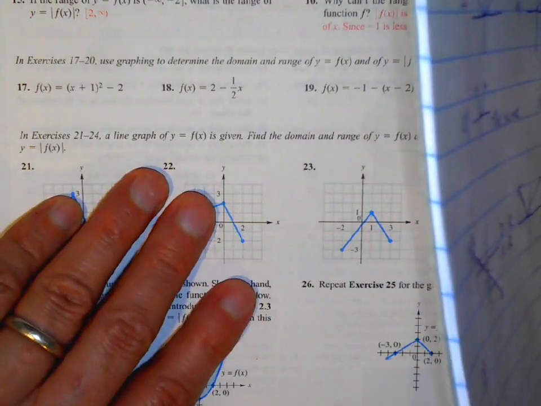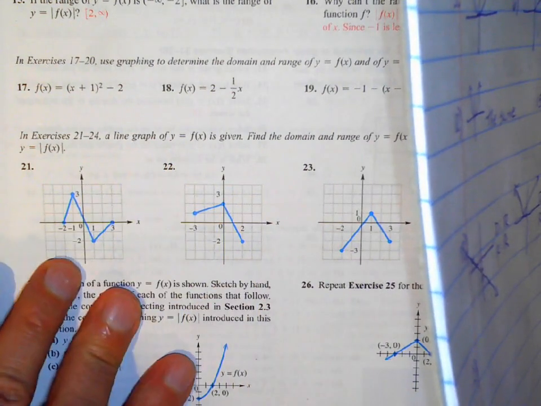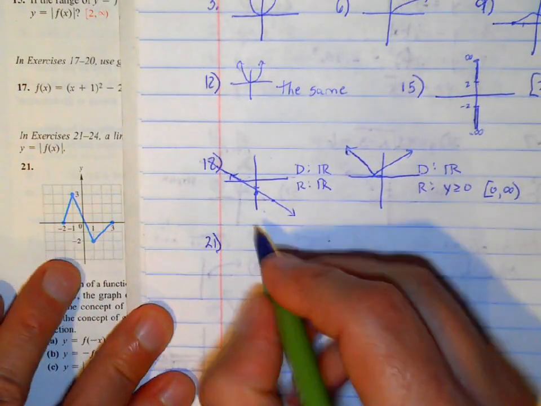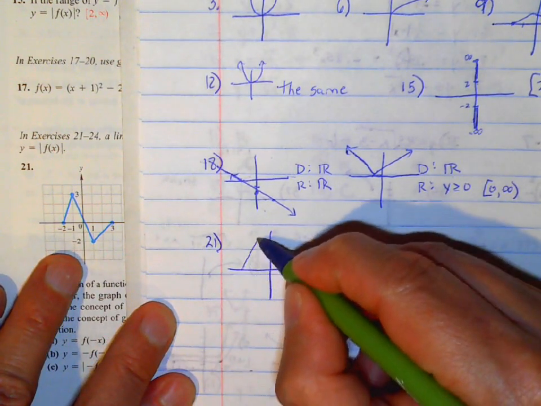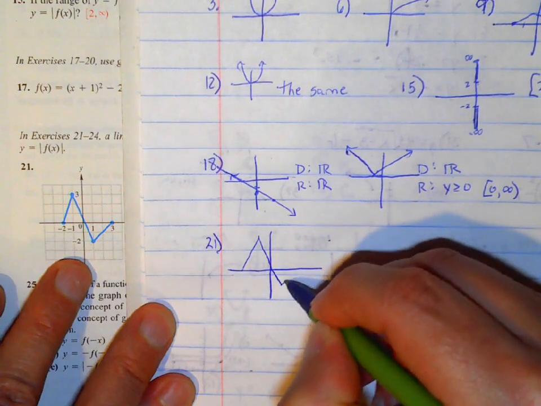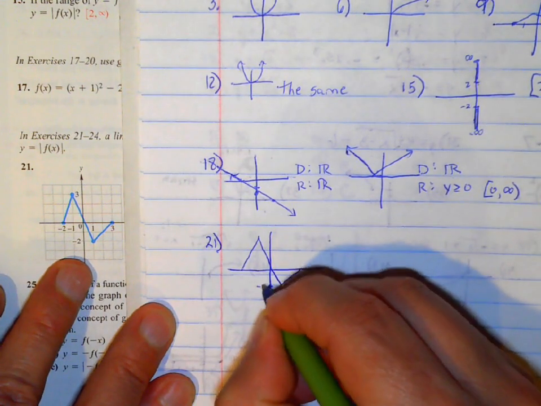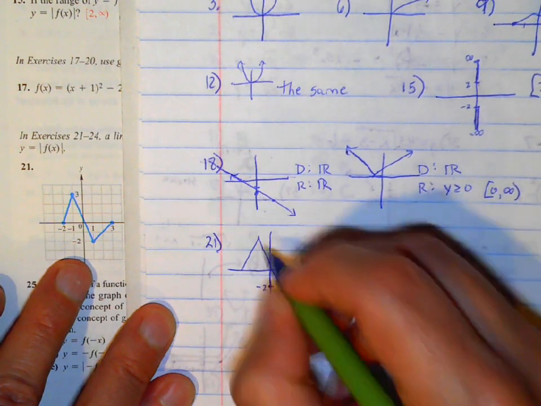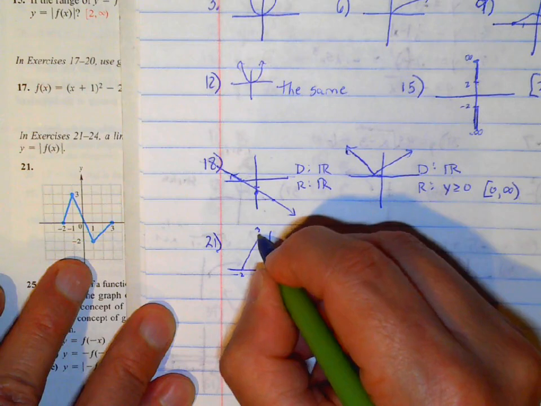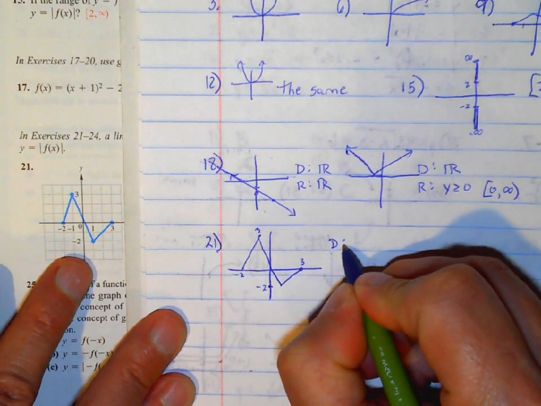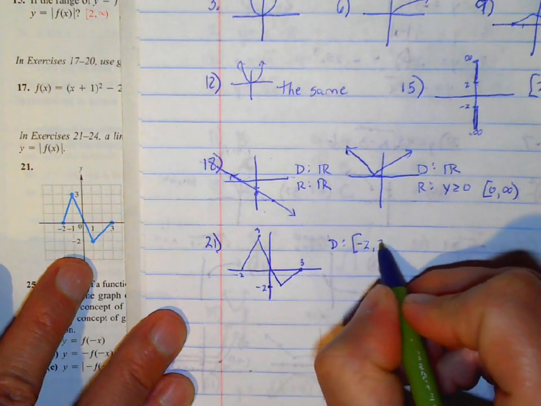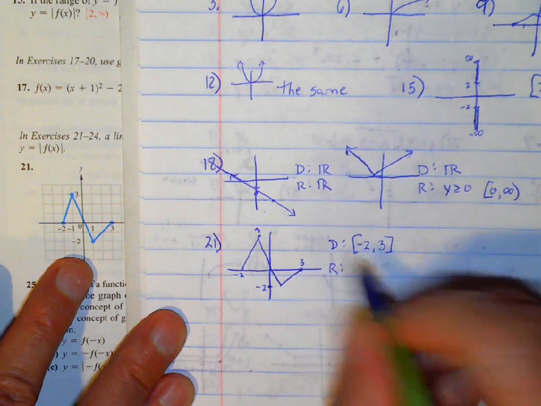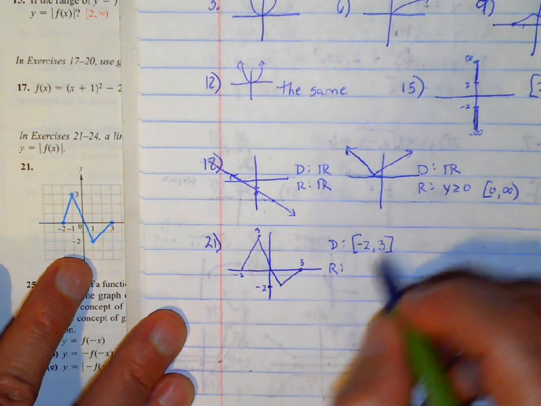Number 21. A graph of the line is given. Find the domain and range of f of x of this. I like this one. So our graph looks like this. That goes to -2 there. This goes to 3 here. There's that -2 there and up to 3 there. So the original graph, our domain, nothing below or above there, goes from -2 to 3. And the range goes from -2 to 3.